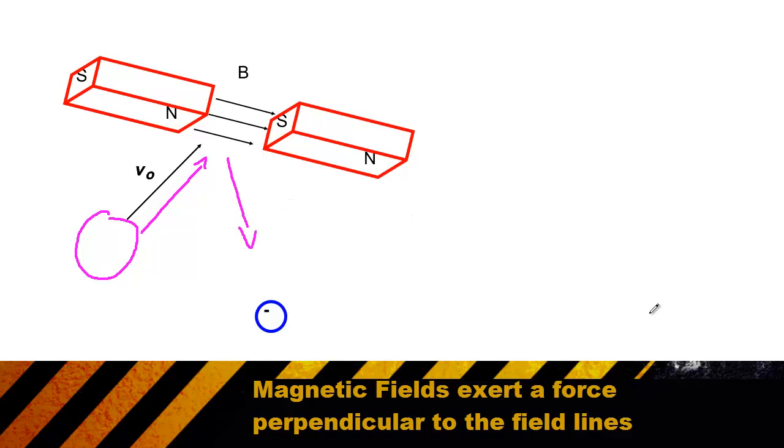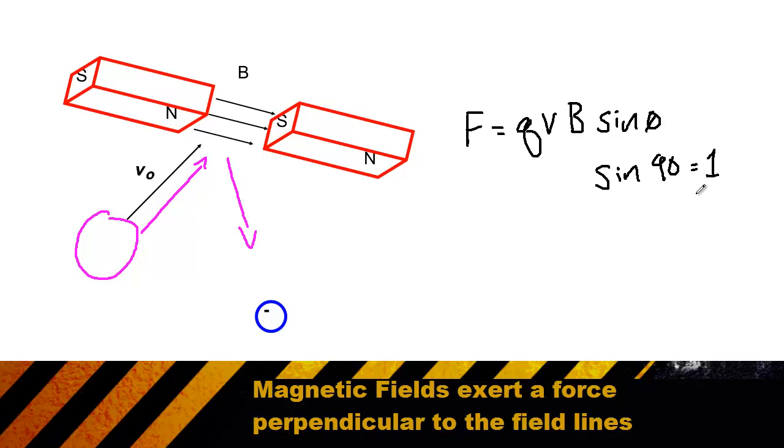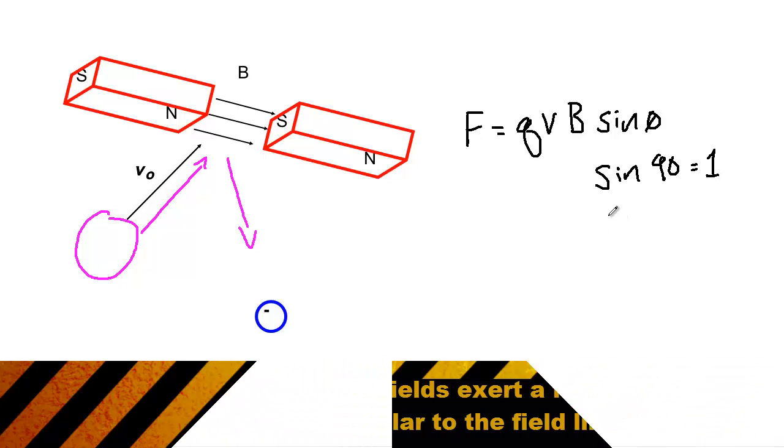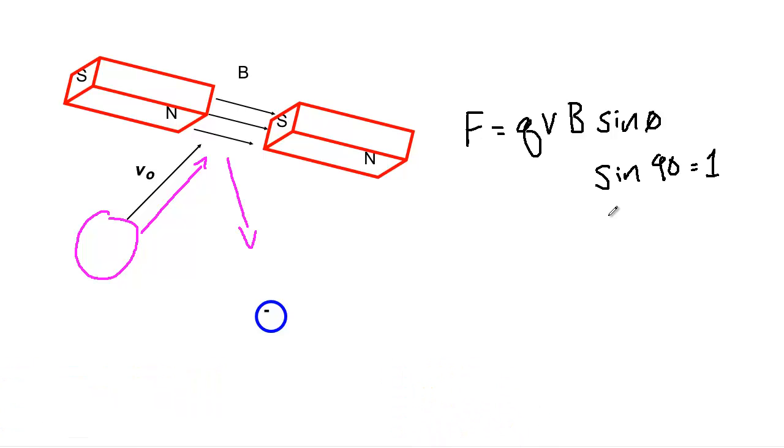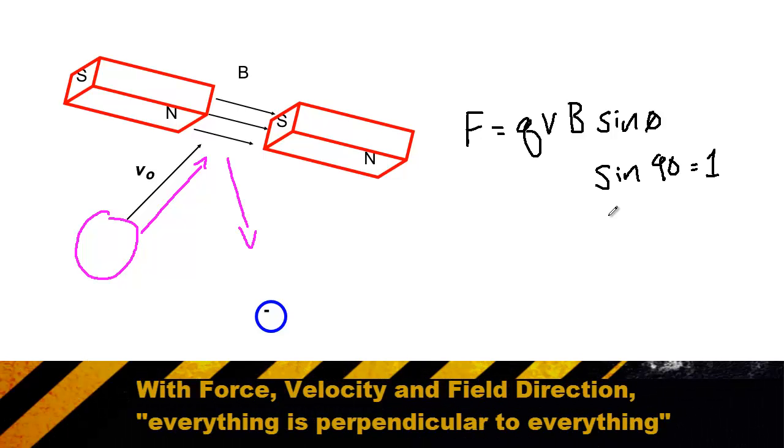The equation for the force that a charged particle experiences in a magnetic field is: the force is equal to the charge of the particle times the velocity of the particle times the strength of the magnetic field times the sine of the angle. Remember that the sine of 90 degrees is equal to 1. The sine of any other angle is going to be less than 1. So the force from a magnetic field is the strongest when the charged particle is moving at a 90-degree angle relative to the field lines.